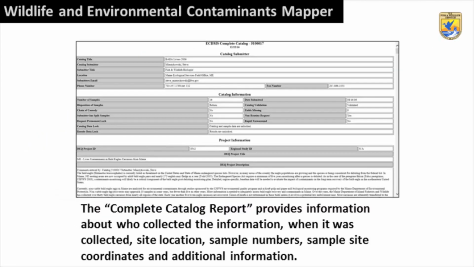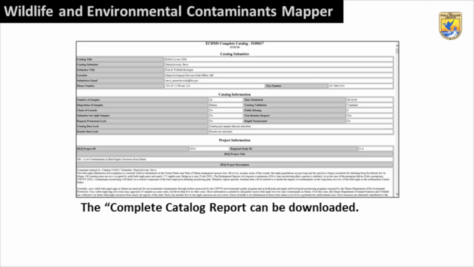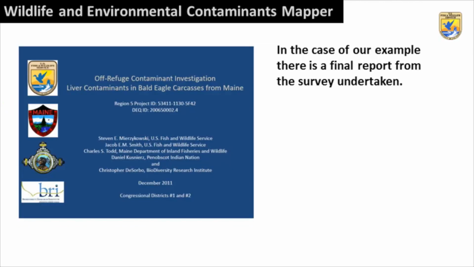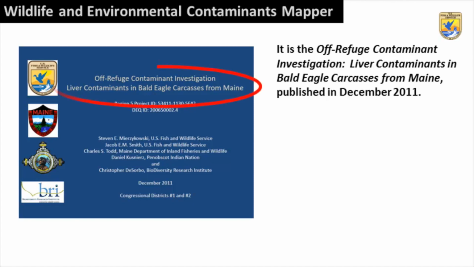The complete catalog report provides information about who collected the information, when it was collected, site location, sample numbers, sample site coordinates, and additional information. The complete catalog report can be downloaded. If it is available, there is a link to access the final report. In the case of our example, there is a final report from the survey undertaken. It is the Off-Refuge Contaminant Investigation, Liver Contaminants in Bald Eagle Carcasses from Maine, published in December 2011.